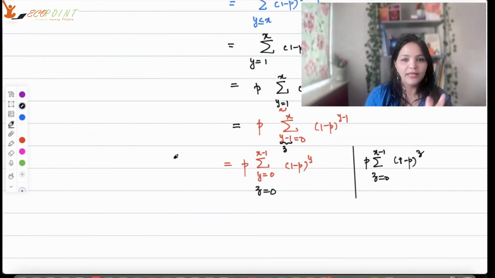So after looking at this form, you should be clear in your mind that this sum looks like a geometric one. Can you see? You have something in power. So this is exactly like a geometric sum, isn't it?